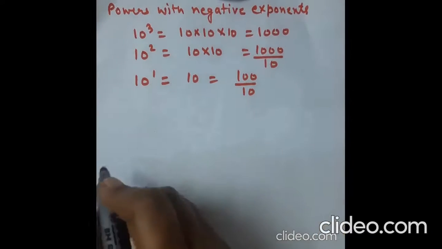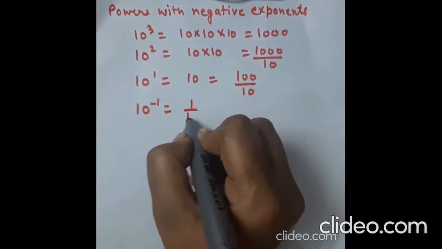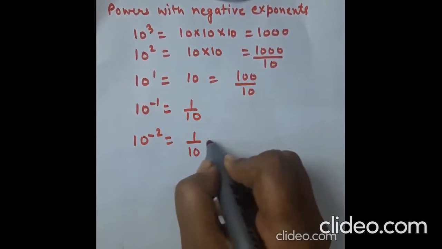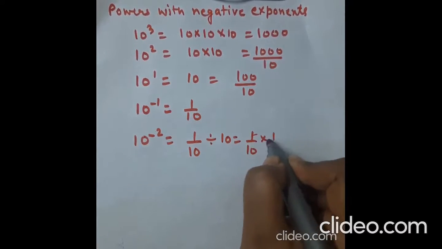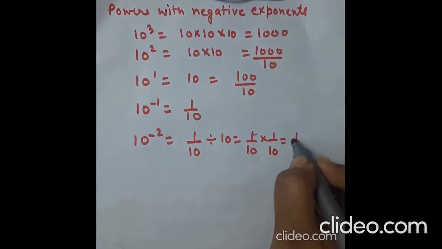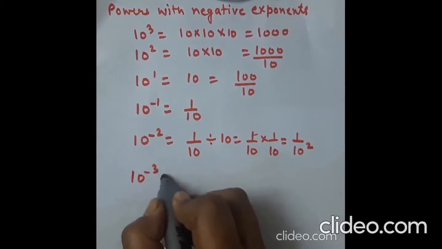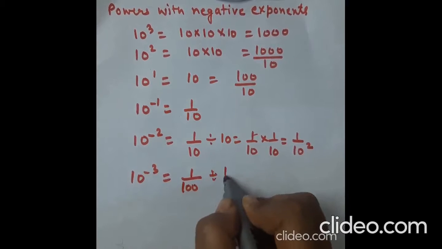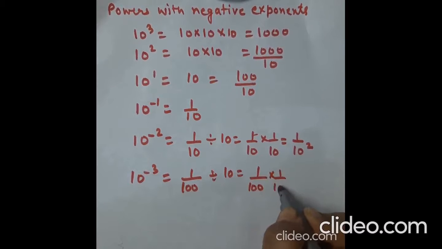So we can observe that as the exponent decreases by 1, the value becomes 1 by 10th of the previous value. Similarly, we can write 10 raised to the power minus 1 is equal to 1 by 10, and 10 raised to the power minus 2 is equal to 1 by 10 divided by 10, which is 1 by 10 multiplied by 1 by 10, equal to 1 upon 10 square. Similarly, 10 raised to the power minus 3 is equal to 1 upon 100 divided by 10, that is 1 upon 100 multiplied by 1 by 10, equal to 1 upon 10 raised to the power 3.